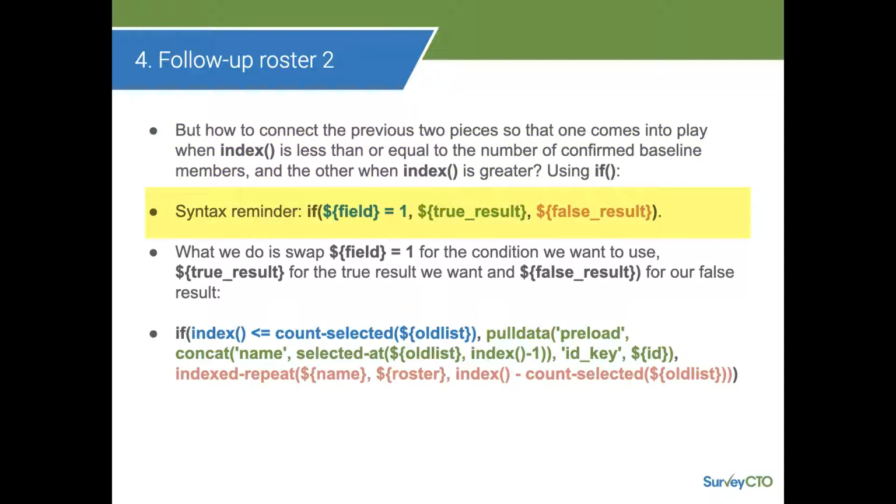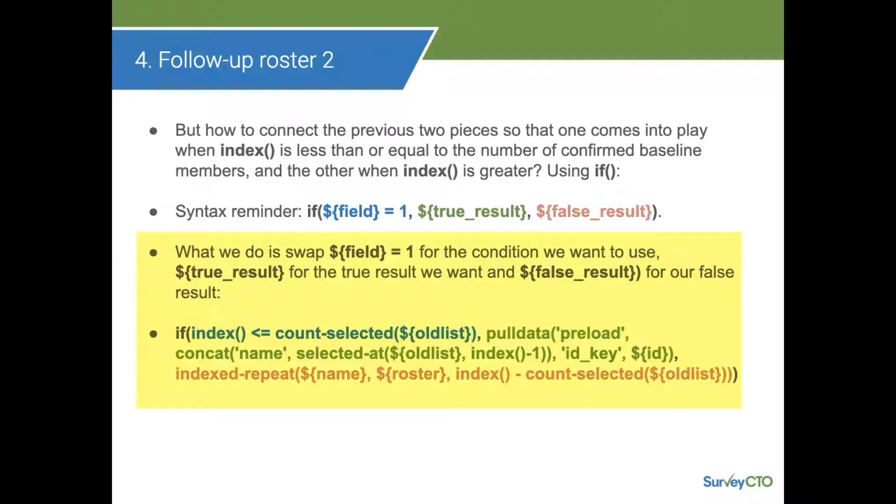So we'll combine these two expressions using an if expression. Remember that if is a logical expression returning one result if the condition is true and another result otherwise. We just need to swap in our expression from the last slides into our if expression. And I've tried to color code this on this slide to show you what's going on. So our condition here is that index is less than or equal to the number of selections in the old list.